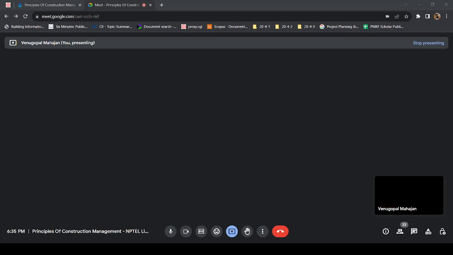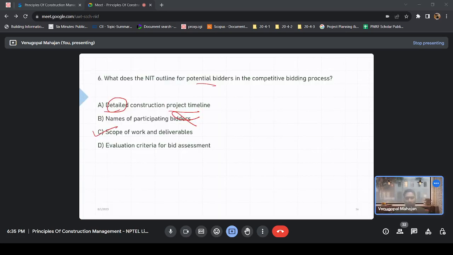Okay, C. Let's see. Detailed construction project timeline? No, it is not detailed. The client generally mentions a timeline, but it is like 24 months or 36 months, like that. Names of participating bidders? Definitely not. You don't even know who your participating bidders are. Scope of work and deliverables, yeah, definitely. What about evaluation criteria for bid assessment? No, D is not there. Okay, D is not there.